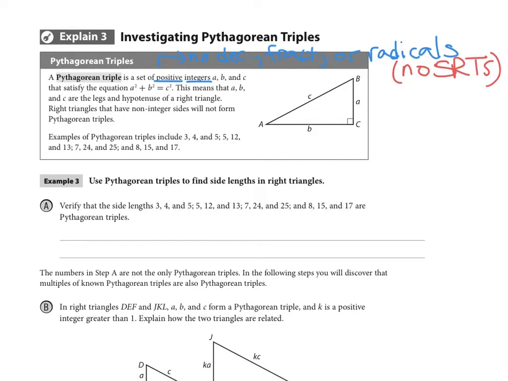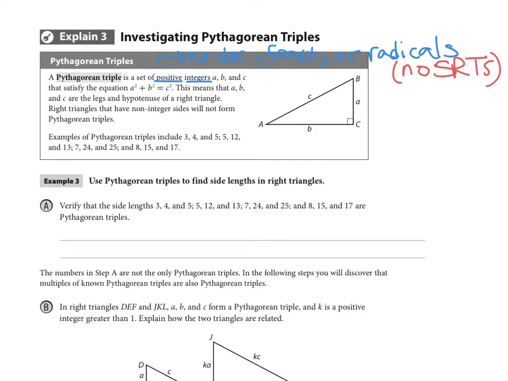So what we're going to do is we're going to work with this definition, and we're going to verify here in example 3 that there are certain examples of Pythagorean triples that are used a lot, okay? And those are 3, 4, and 5, 5, 12, and 13, 7, 24, and 25, and 8, 15, and 17. If you can remember those four basic building blocks of Pythagorean triples, then you can do a lot of things with them. So in part A it says verify that these side lengths end up being Pythagorean triples.